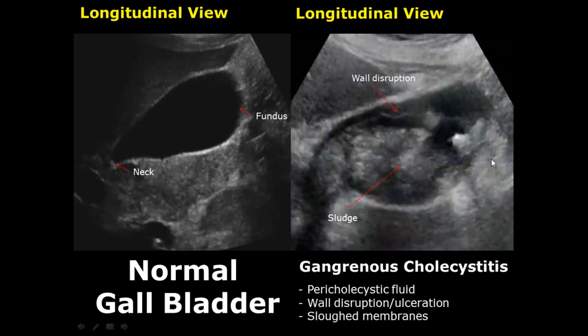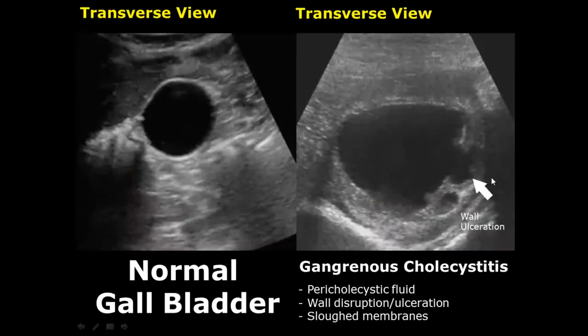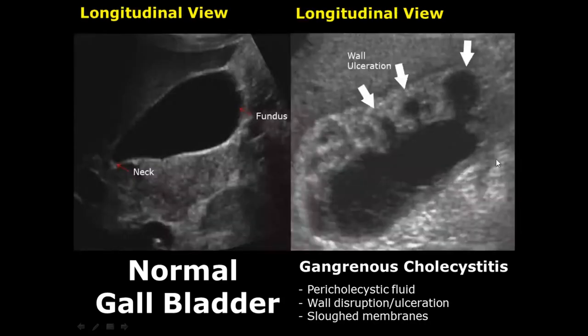Gangrenous cholecystitis is a more severe case. In this, there is disruption of the gallbladder wall. There are sloughed membranes. There can be wall ulceration as well. In this image, you can notice wall ulceration. This ulceration is a sign of gangrenous cholecystitis. Here is a longitudinal view showing wall ulcerations. You can see 3 of them here.